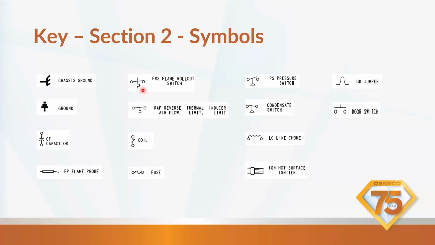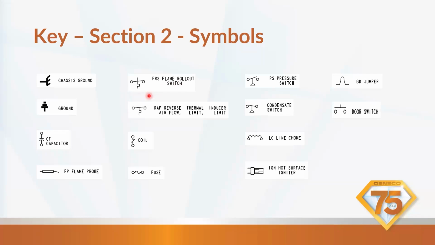So the difference between these two limits is this one's got a little bar on top. This one down here does not. Because in this case, it's a flame rollout switch that has a resettable limit. So it's got a button on it.